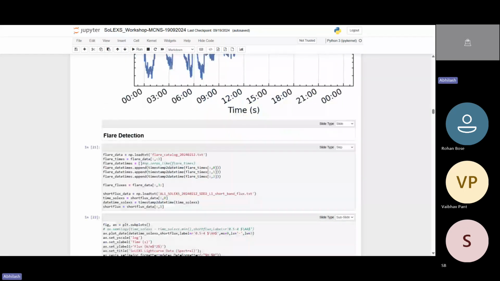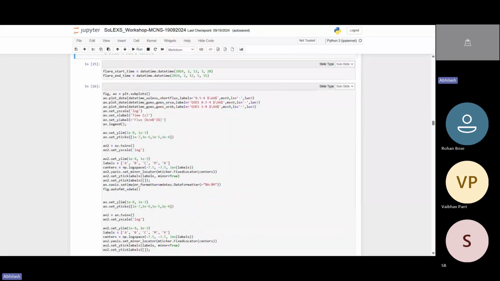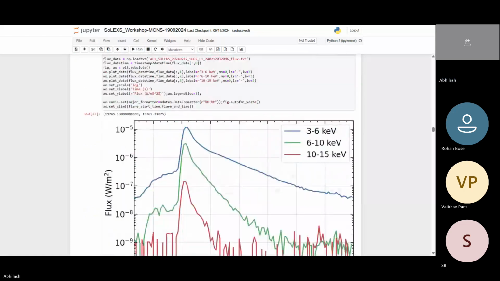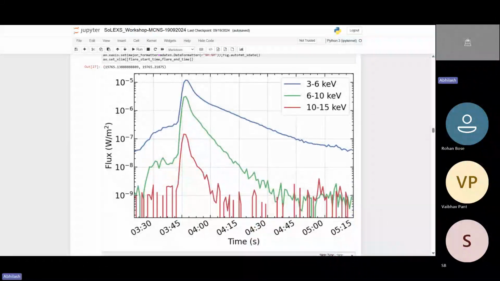If you integrate for a longer duration, you'll see a smoother curve. But the integration required for, say, 3 to 6 kV and 10 to 15 kV will be different if you want similar smoothness in your curve. And they're impulsive in nature as well. The harder you go, the more impulsive they are, as Manju ma'am told. And the softer ones are inherently smoother in nature.